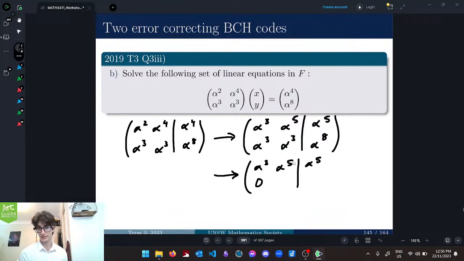And then we'll get here negative alpha to the 2. So what I'm in fact going to do is make this second row the first row minus the second row. So this is going to be alpha to the 5 minus alpha cubed, and this is then going to be alpha to the 5 minus alpha to the 8. So we can simplify those.